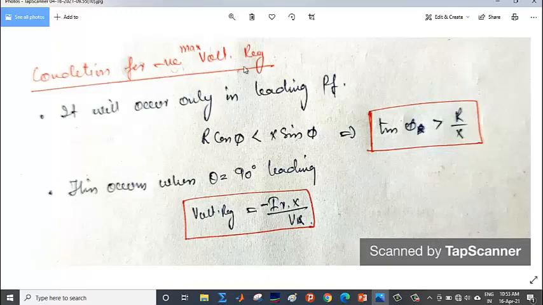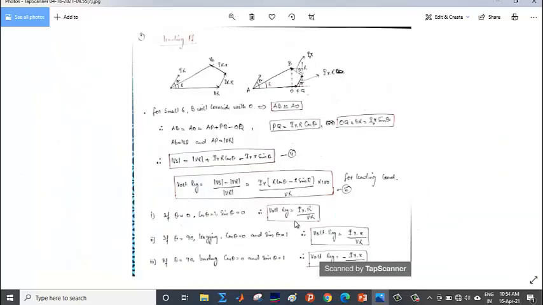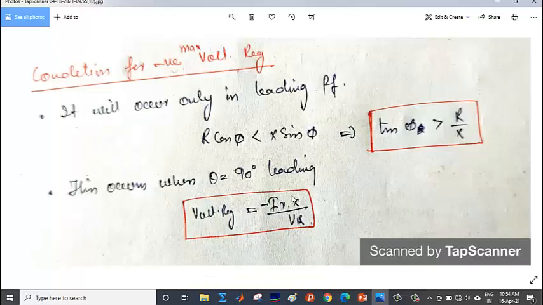Now, the condition for negative maximum voltage regulation. As I have told you, it will occur only at a leading power factor, when R cos theta is less than X sin theta. We can say tan theta is greater than R by X. You can get this one by dividing this sin theta by this cos theta, and X will be over here. That means tan theta is greater than R by X. And this occurs when theta is equal to 90 degrees leading. We have already calculated it; it comes out to be minus IR X divided by VR. You can see it from here: it is minus IR X divided by VR.